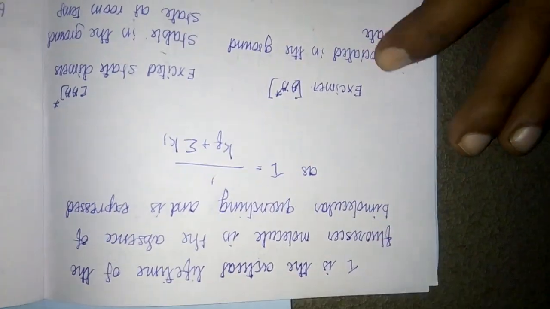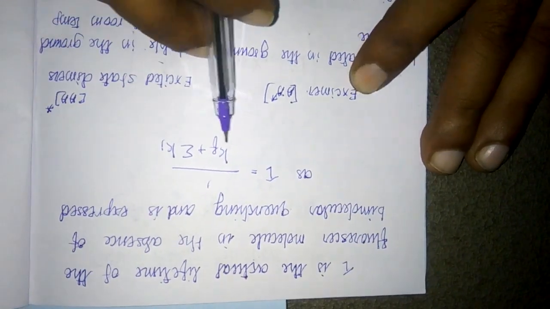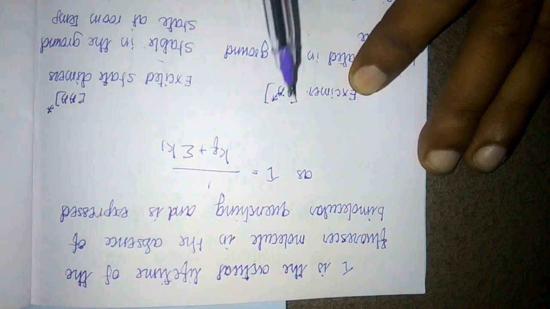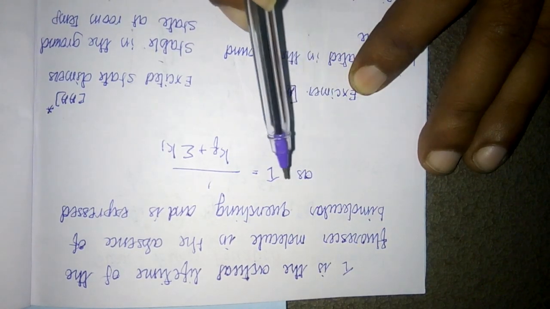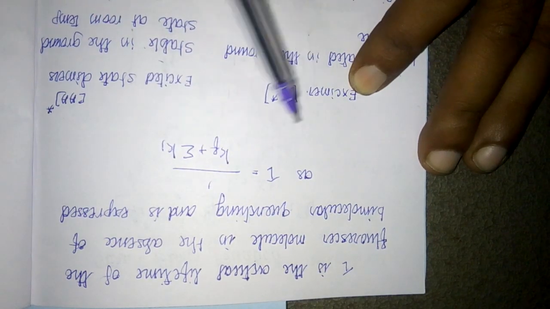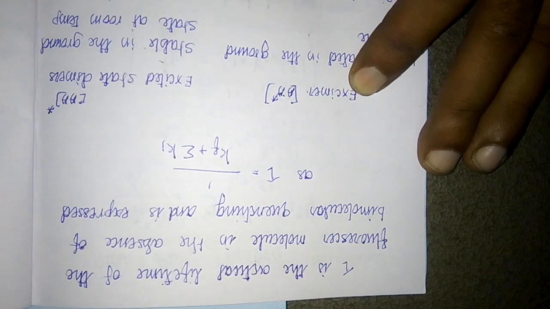Now, tau is equal to 1 by kf plus sigma ki. This is actually the lifetime of the fluorescent molecule. If there is no bimolecular quencher, it represents the actual lifetime of the fluorescent molecule. So tau is 1 by kf plus sigma ki, the actual lifetime of the fluorescent molecule in the absence of quenching.